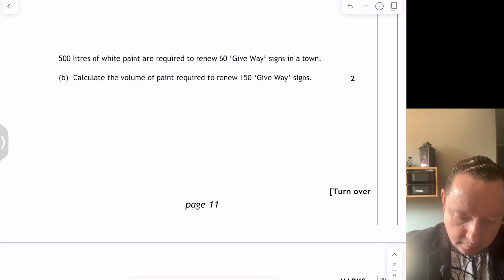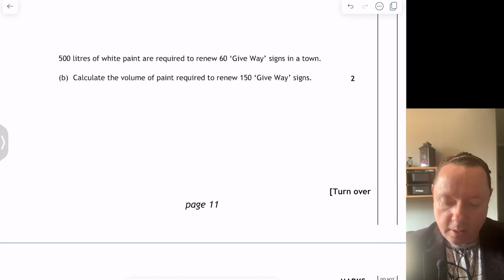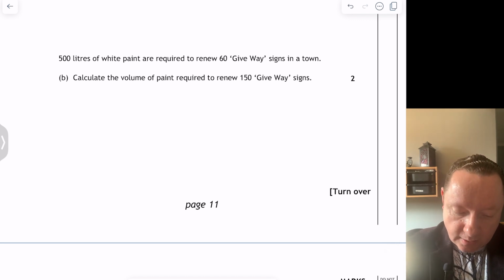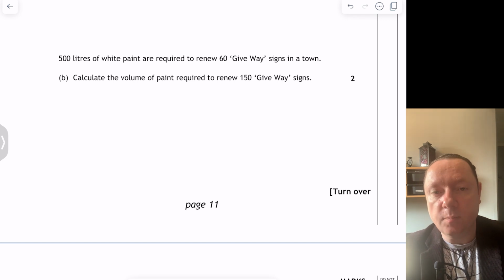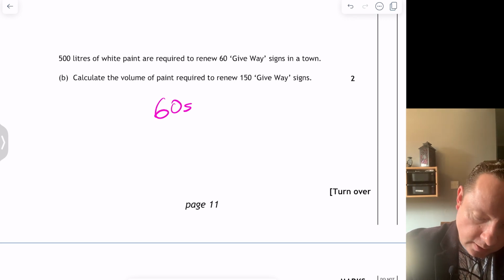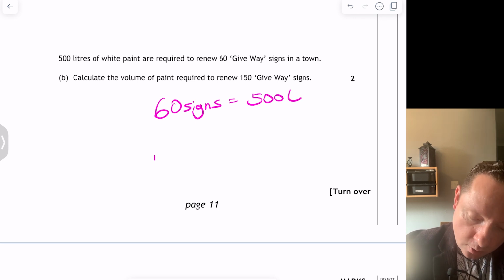Part B. 500 litres of white paint are required to renew 60 giveaway signs in the town. Calculate the volume of paint required to renew 150 giveaway signs. So it looks like a volume question, but it's actually a proportion question, because it says 60 signs is equal to 500 litres. And I want to get to 150 signs.